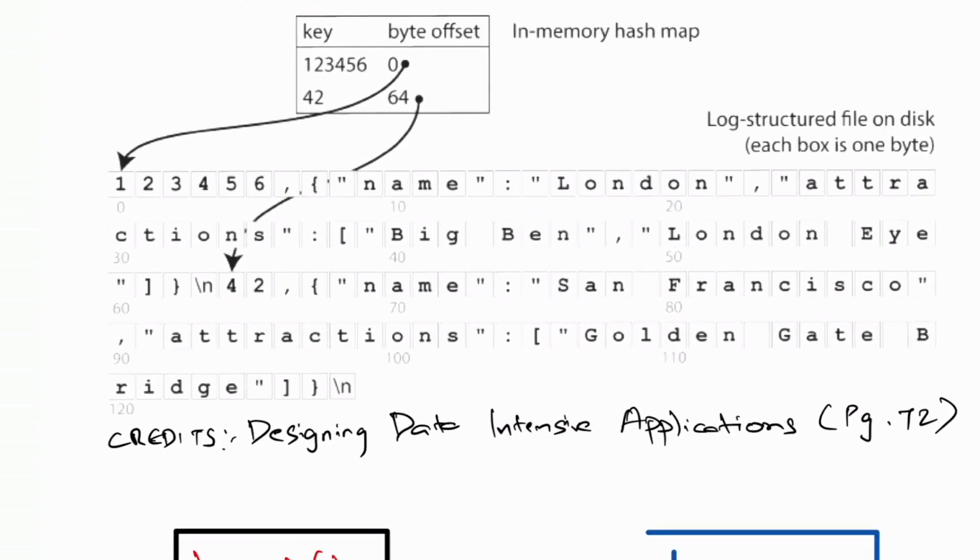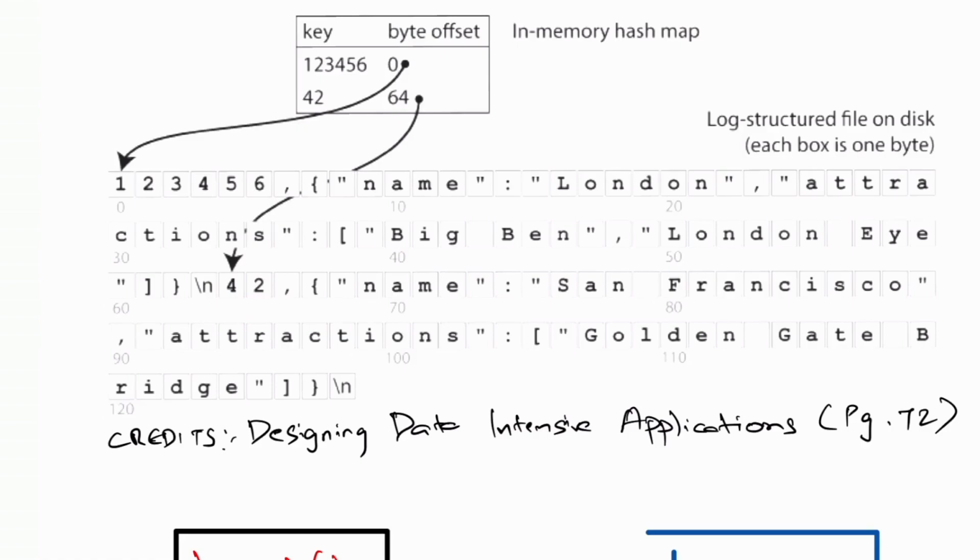If you look at how things are on the file, this is a sample representation of how things are stored on file. Although you store data line by line, if you convert that to individual bytes, it's just separated by a slash n character. So if you see here, there's a key 123456 and a value which is a JSON object with a name and attractions, and it's separated by a new line. From index 0 till index 62, this is one key value pair separated by a new line. Then the second key value pair starts.